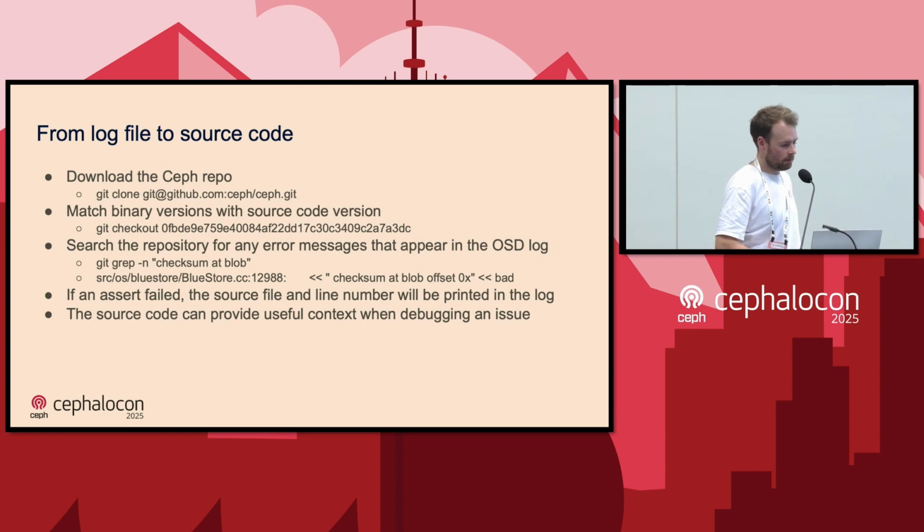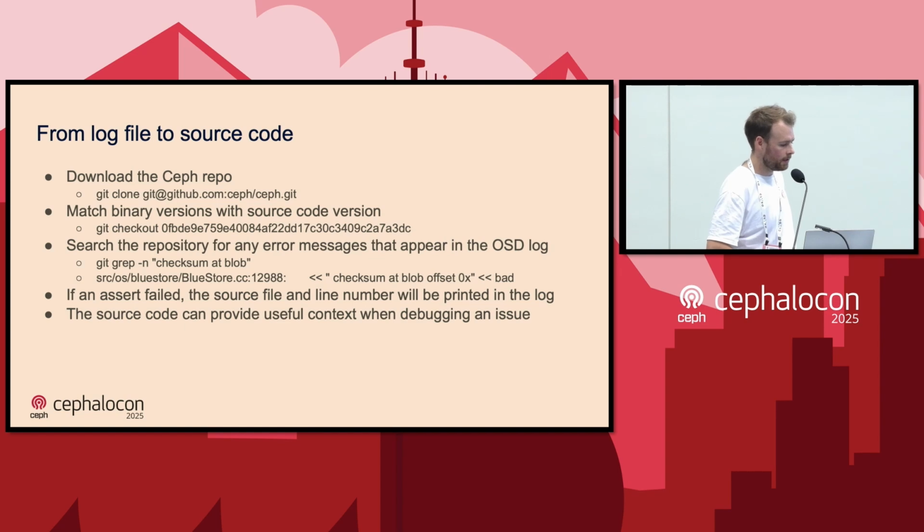So download the Ceph repo. It's quite important to match the version of the source code that you're looking at to the version of the binary that was running. So actually check which version of Ceph the OSD is, because we hit that bluestore.cc line number assert, but those files are changed quite frequently, and the line numbers might be quite different in different versions of Ceph. So you can check out the version that you're using.